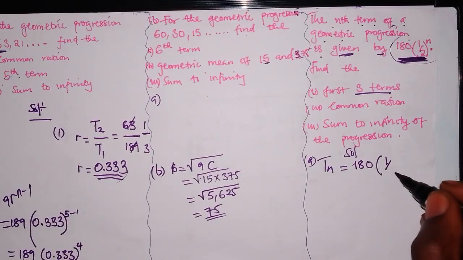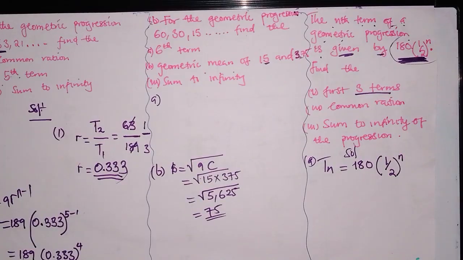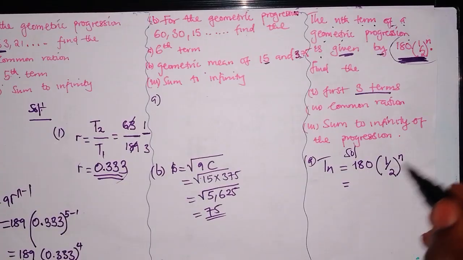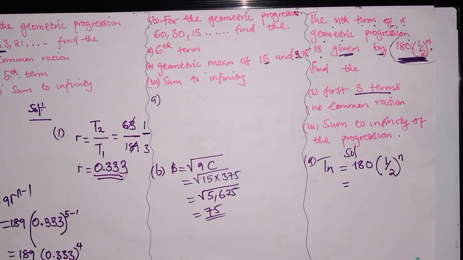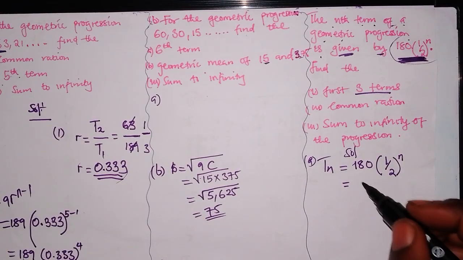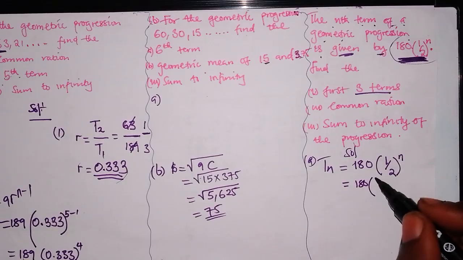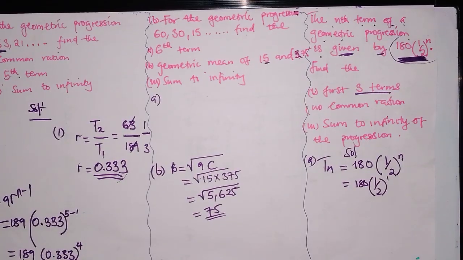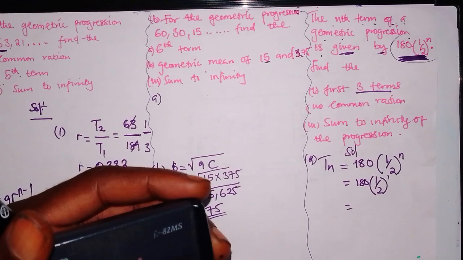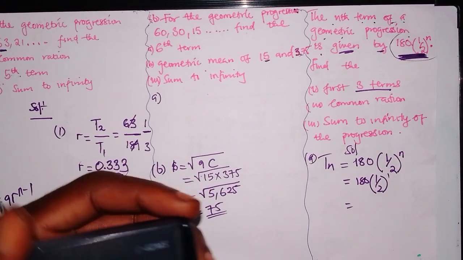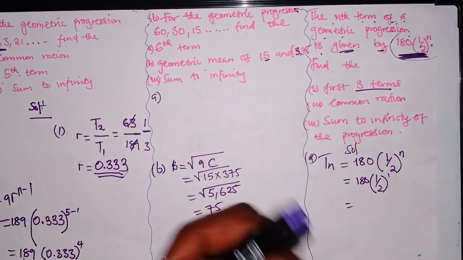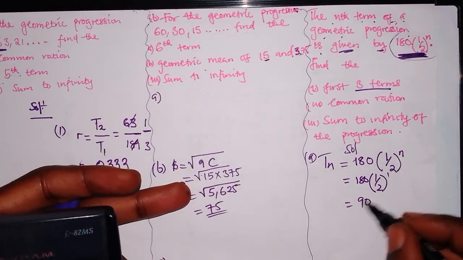Tn equals 180 times half to the power n. If we want to find our first term, we are going to replace n with 1, because we said that n represents the position. So you say 180 times, here you put 1 to find our first term. 180 times 0.5, which is half. So our first term is 90.